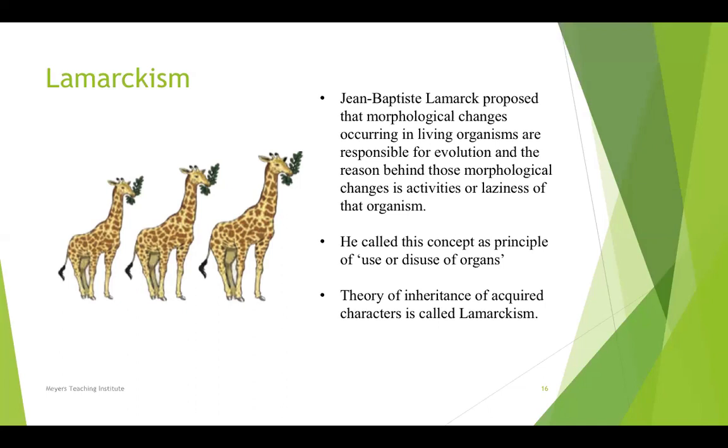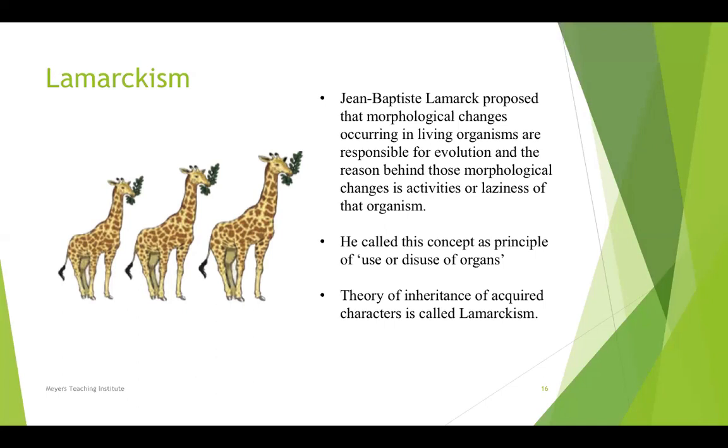All these were examples of types of acquired characteristics and are transferred from one generation to another. This theory was called the theory of inheritance of acquired characteristics, called Lamarckism.